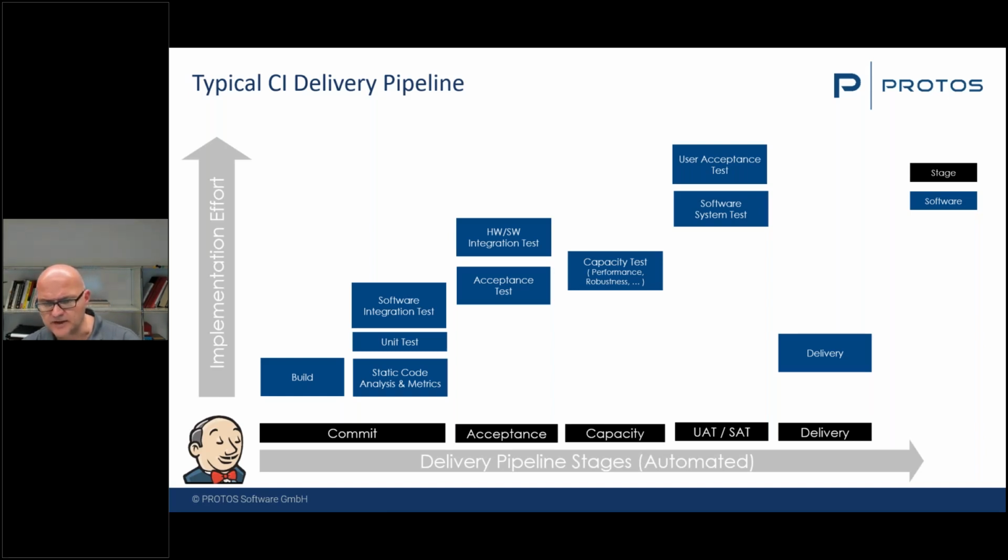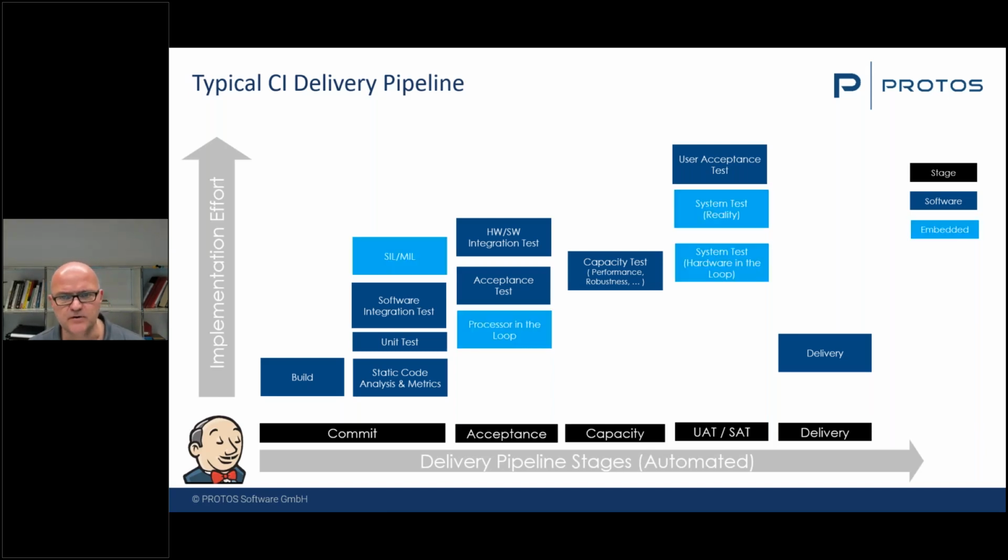And the next stage could be a user acceptance or system acceptance test stage, where we run a user acceptance test. Hard to automate. So for user acceptance, maybe you need a person to really verify or validate that the system does what it's supposed to do, or a software system test. That's the level for the user acceptance test stage. And in the end, you make delivery.